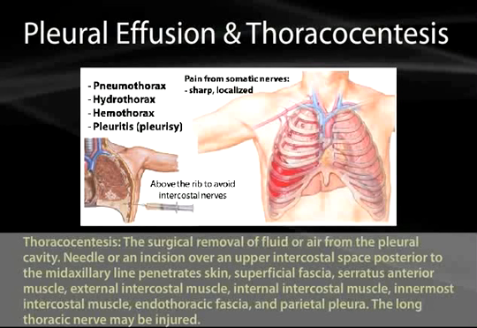You have to go through the endothoracic fascia, and that's going to put you into the pleural cavity. If you're not careful, because you're in the mid-axillary line, there is a small chance that you could cause a long thoracic nerve injury, and that would result in a winging of the scapula.